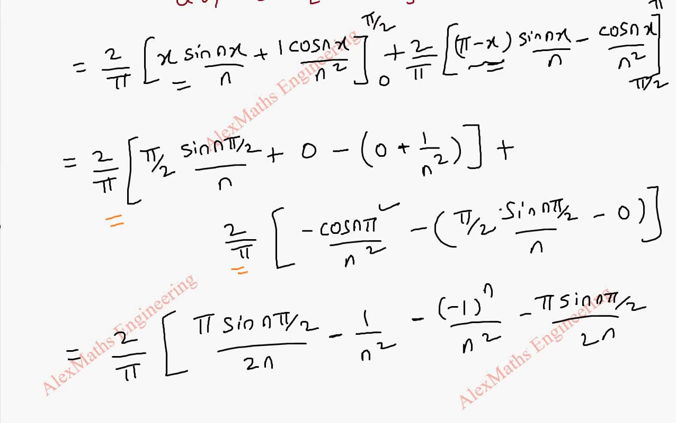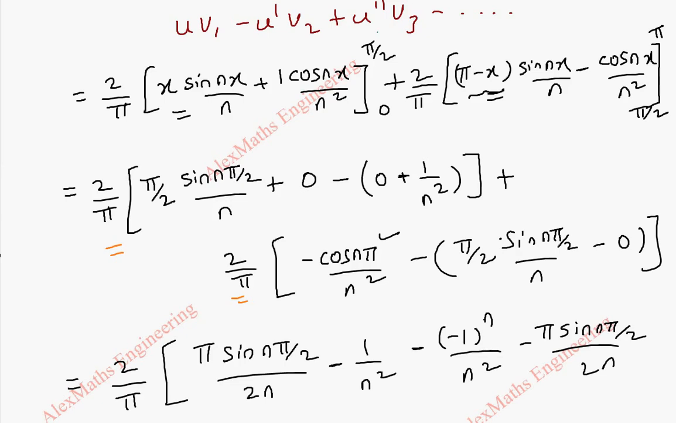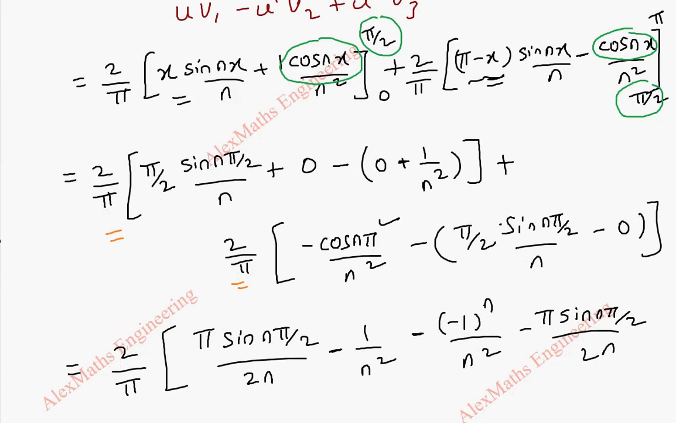Here a small correction, when I substitute this pi by 2 for cos nx here and here, we have taken 0. Actually it is not 0, because when I put n as 1, it is 0, but for other n we have a value. So we should write it as it is instead of this 0 in these two places. So I take the term as cos n pi by 2 by n square. Similarly here, cos n pi by 2 by n square.